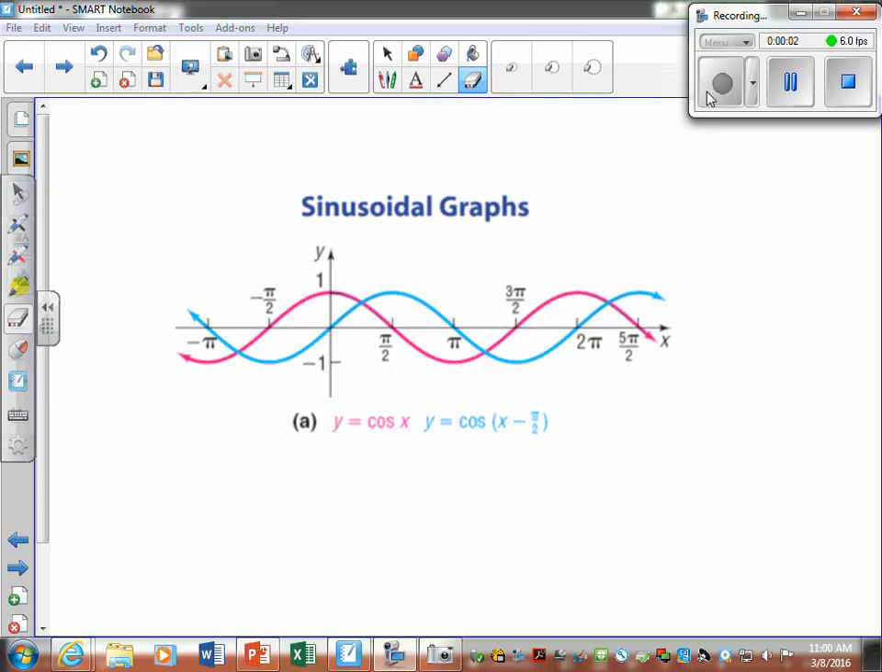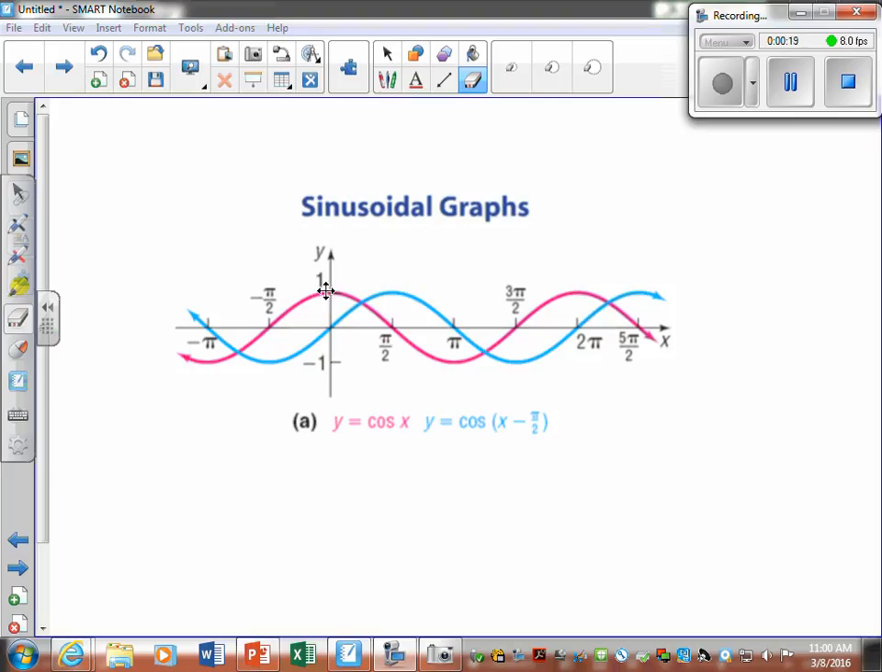Okay, we're going to pick up next. We did the parent graph of the sine function and we did the cosine function, and now we're going to talk about why those get to be called sinusoidal graphs. Now, if you focus in on this pink one alone, that's going to be our cosine function. That's the very last one we did.